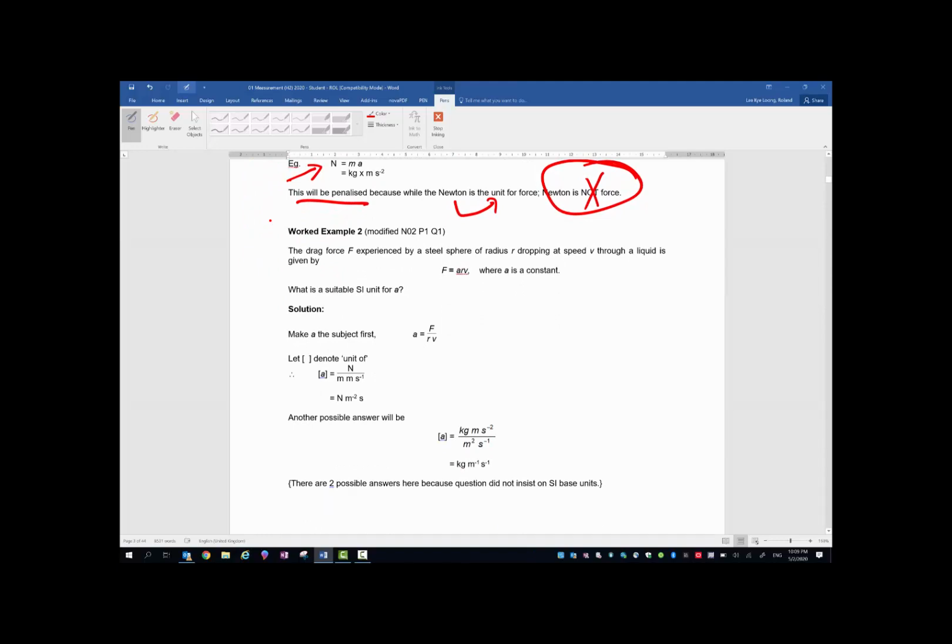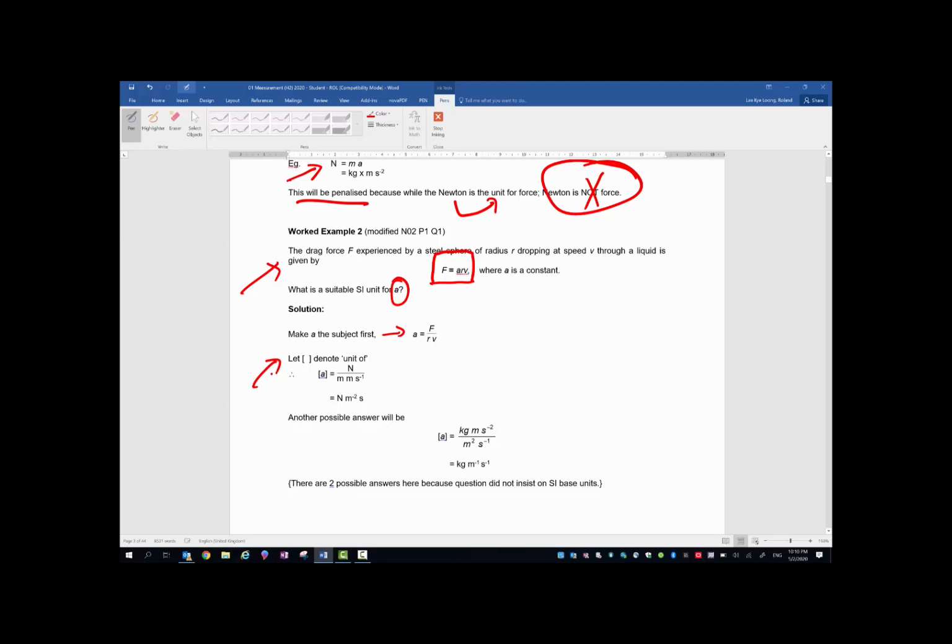Okay, so work example two. Now, the drag force. What is drag force? You learn in chapter 4. The formula for the drag force is this: force multiplied by A, which is a constant, multiplied by R, which is a form of length, multiplied by the velocity. Okay, now at this point, you do not know, but don't worry. If you do not know, they give you the equation, you can still solve this. What is a suitable unit for A? So what you do, make A the subject of the formula. Okay, so A equals to F over RV, and then present it correctly.